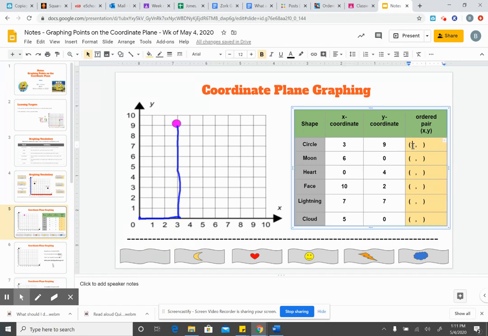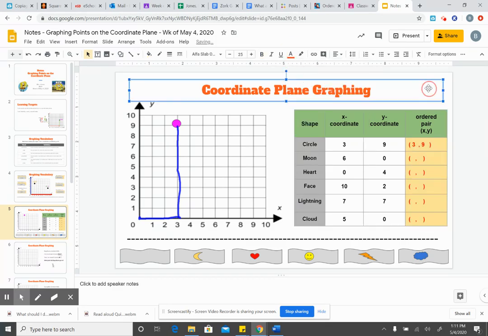Okay, so then you go over to your table and you type in 3, 9. Okay, I'll make all of these another color so they stand out.